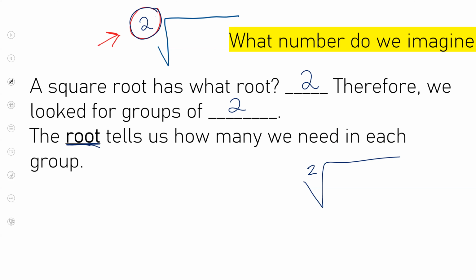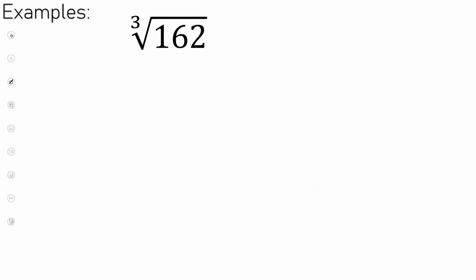So let's look at what we're going to do today. How many am I going to need in each group? 3, because my root is 3. So your root is 3. That means you need 3 in each group. 3 in each group. So guys, let's go ahead and break this down like we're used to doing. I need two numbers that multiply to 162. This is a really big number. I just like to start with 2.